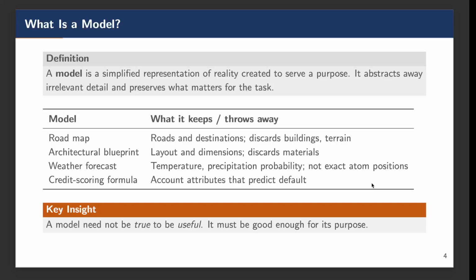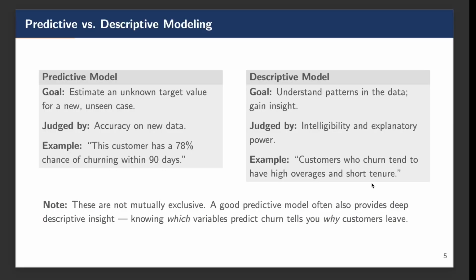It just needs to be good enough for its specific purpose. So now we distinguish between the predictive and descriptive model. So what is the difference? On the left-hand side, the predictive model aims to estimate the unknown target value for a new and unseen case. So we judge this predictive model by its accuracy on the new data. For example, this customer has a 78% chance of churning.